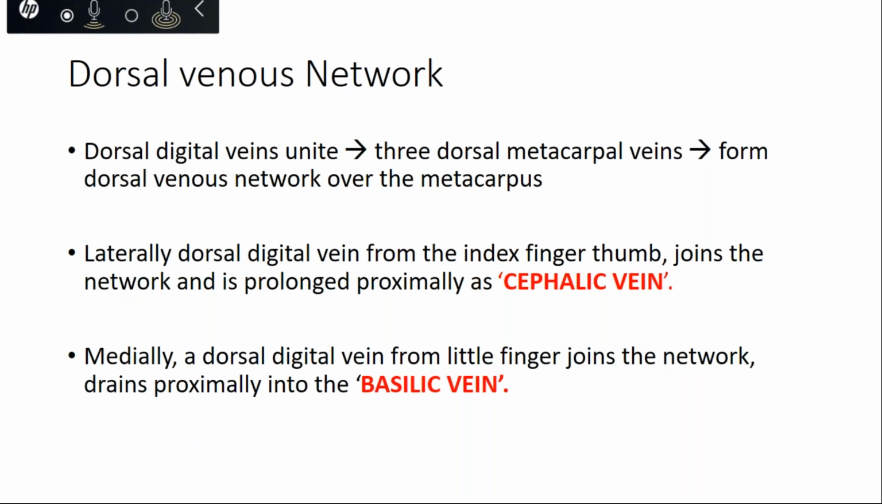Whenever we are discussing the arteries, we will be starting from the proximal towards the distal part. Whereas when we are discussing the venous drainage, we will be starting from the lowermost portion, from the distal towards the proximal. So, the dorsal venous network.